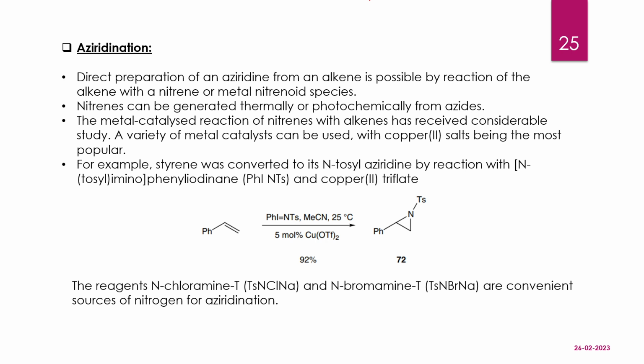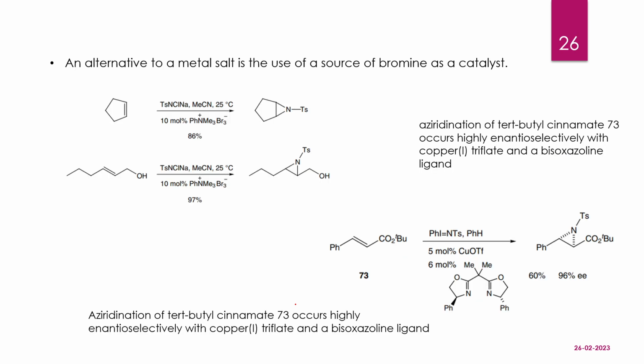As an example, you can see the styrene was converted into N-tosyl aziridine by the reaction with N-tosyl iminophenyl iodinane with copper(II) triflate, and we can get this type of N-tosyl aziridine. As a reagent, chloramine-T or bromamine-T can also be used. So here I have shown some examples.